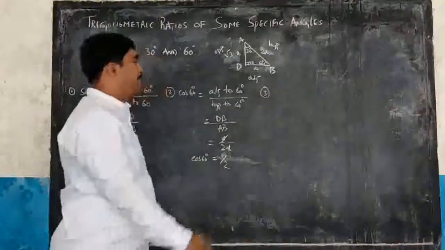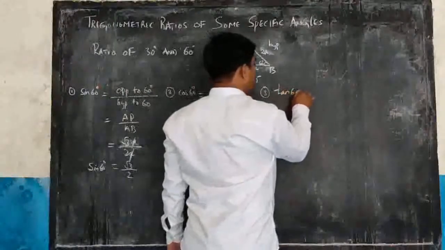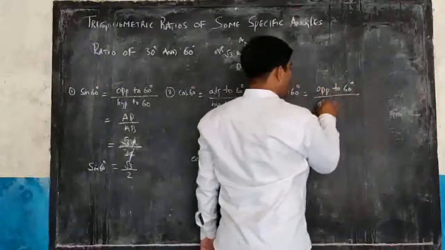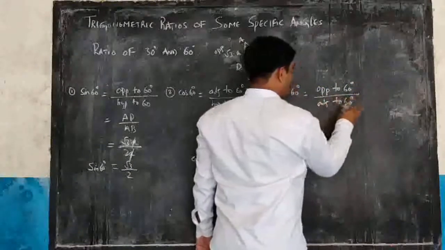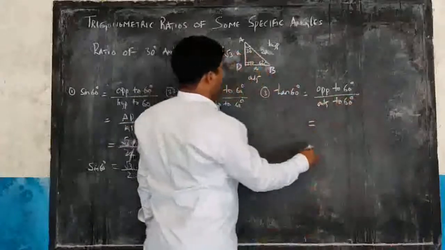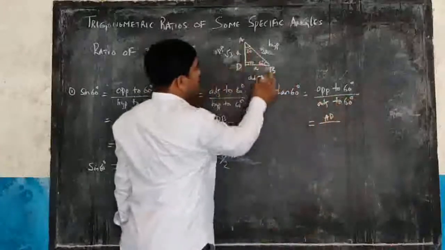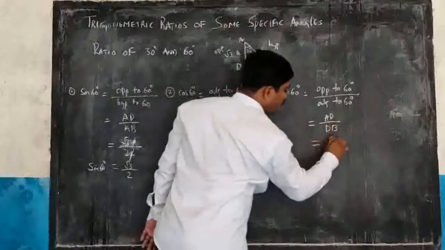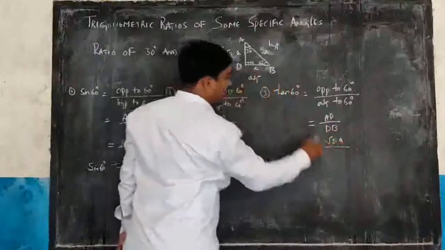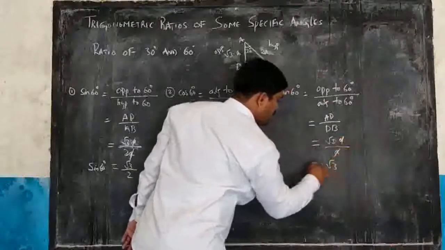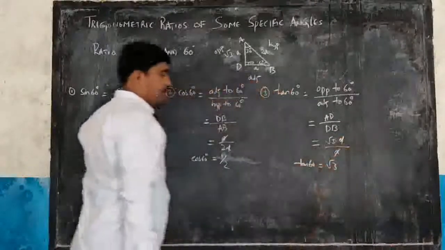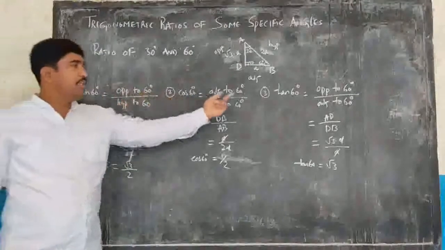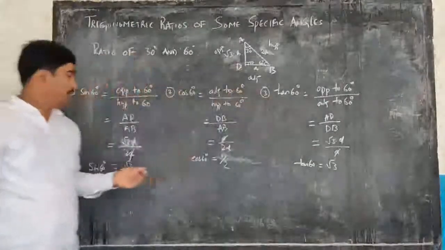Now the third one is tan 60 degrees. What is tan 60 degrees? Opposite to 60 degrees by adjacent to 60 degrees. Opposite to 60 degrees is AD by the adjacent DB. AD is root 3 into A by DB, which is A. A again cancels. Tan 60 is root 3. This is how we find sin 60, cos 60, tan 60 from the figure. Now what are the values we look at?